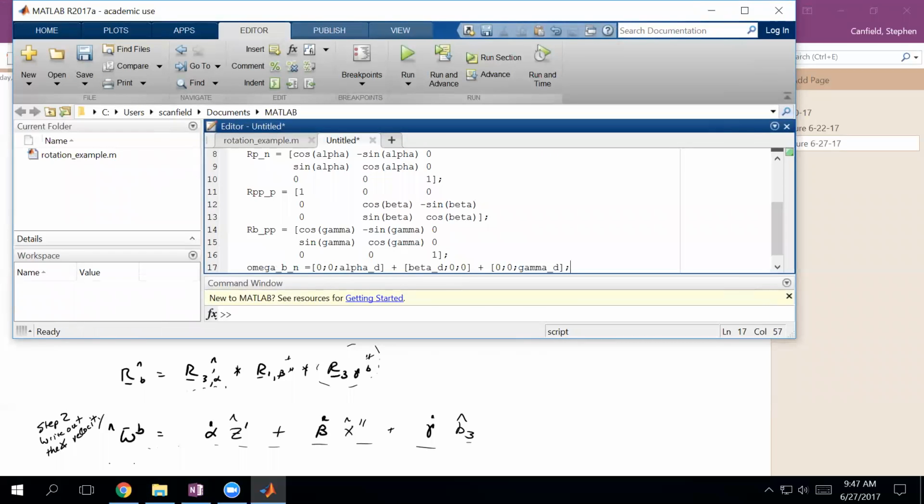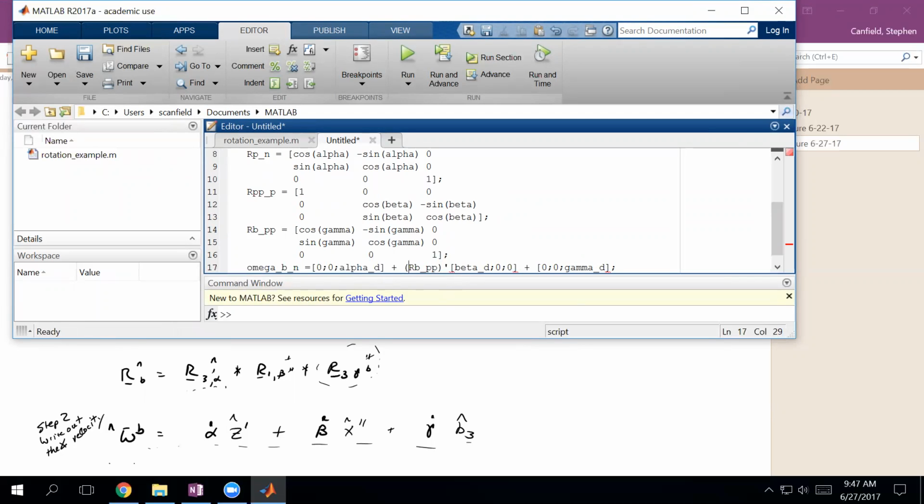However, this is in the mixed frame coordinates. This is in the prime, and that's in the double prime. So this one is fine. This one I need to project from the double prime back to the b frame coordinates. And I have b to double prime, so I need to remultiply this guy by rb double prime transpose.